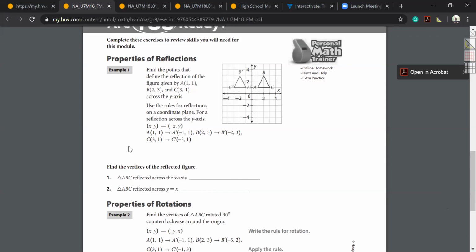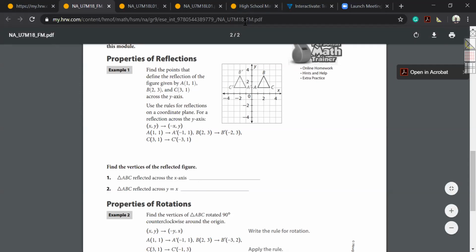In number 1 and number 2, find the vertices of the reflected figure. Triangle ABC reflected across the x-axis. If I'm reflecting across the x-axis, what will happen to my points is that I'm going to put a negative for y. Always do the opposite in reflection. So let's do it. I have to find A, B, and then C, and I'm going to add a negative for the y value.